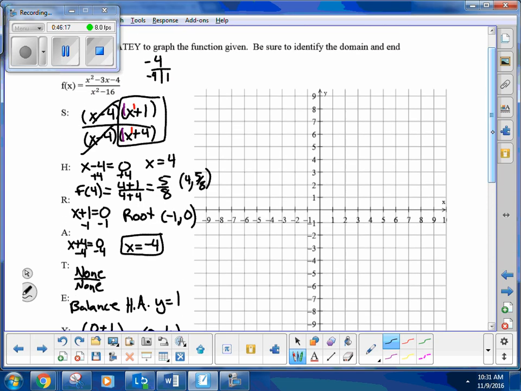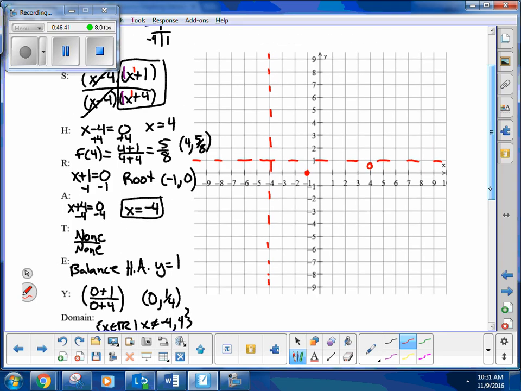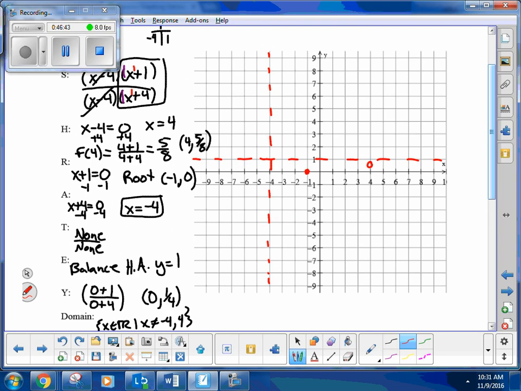So we'll start with the hole, which is going to be guaranteed to be at 4 5/8. So 4 5/8 is about there. And then we have a root at -1. And then we have a vertical asymptote at x equal to -4. Horizontal asymptote at y equal to 1. Let's see, we also have a y-intercept at (0, 1/4). So it's going to be roughly right here.